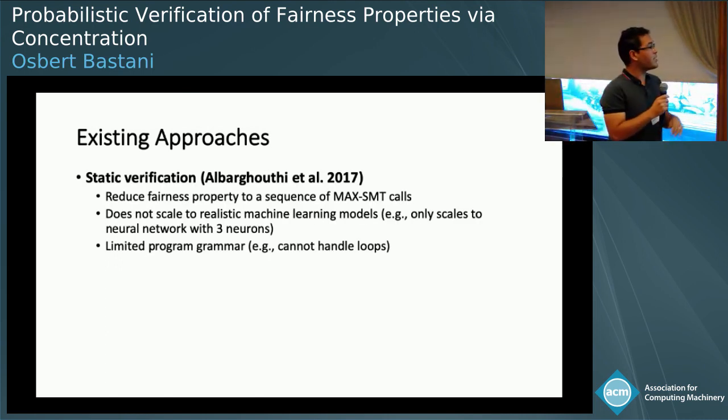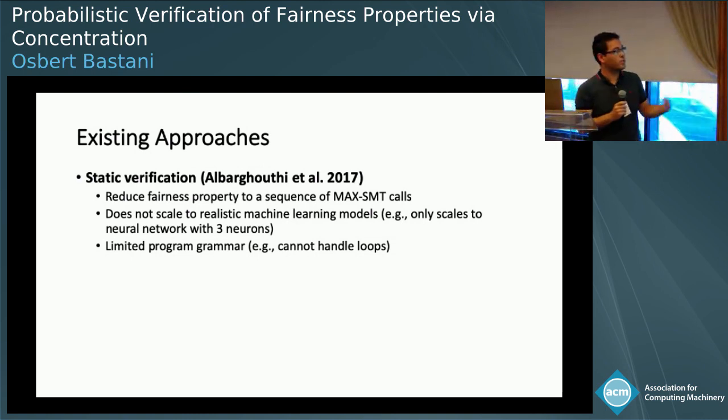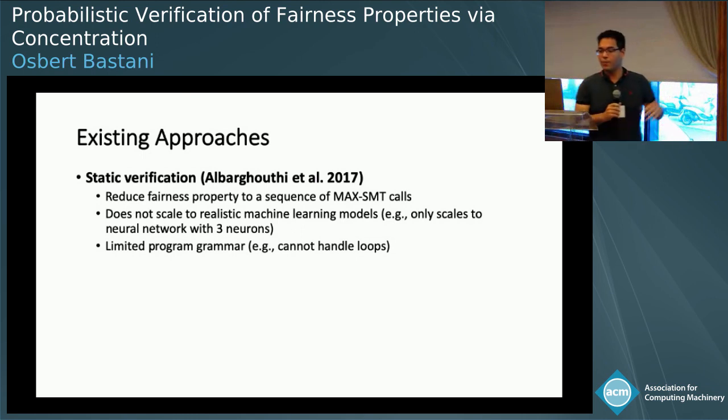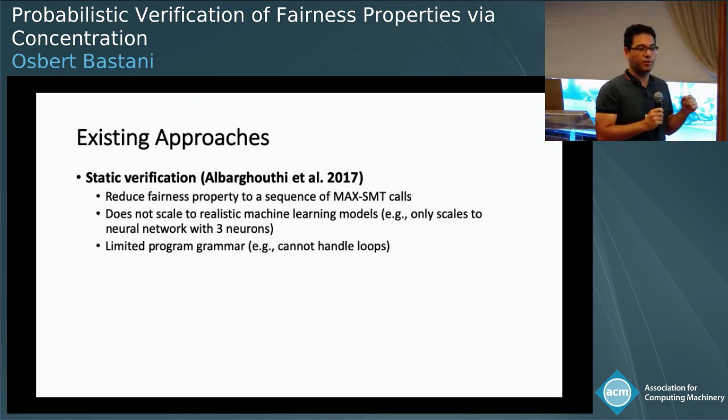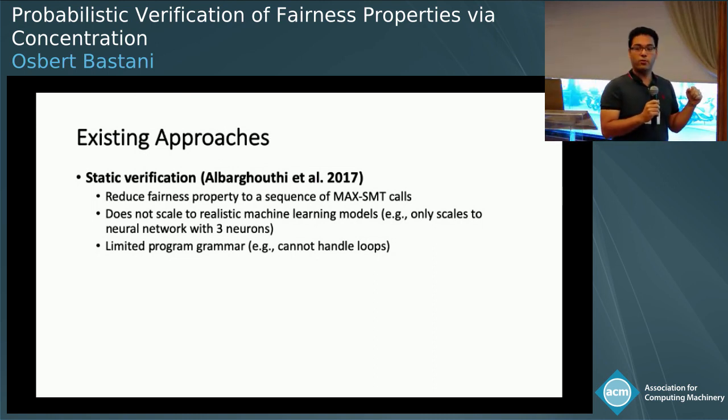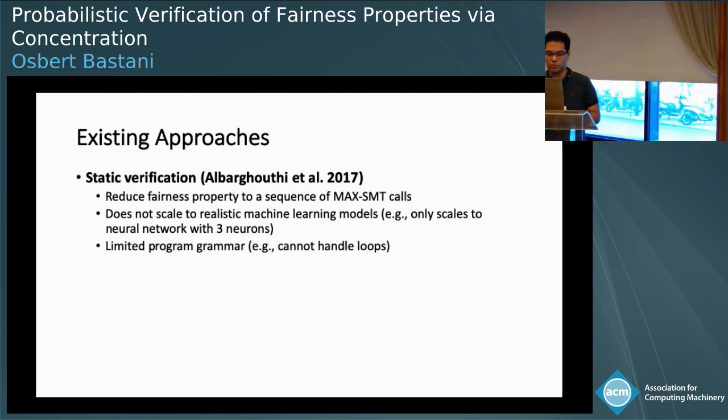The first one is based on static verification. And basically, they reduced the problem of checking the fairness property to a sequence of max SMT calls. And roughly, they're trying to compute an integral of a quantity in the fairness definition. So this technique doesn't really scale to realistic machine learning models because these max SMT calls tend to be very expensive. And in their benchmarks, the largest one they can scale to is a neural network with just 3 neurons. Also, because they're using a symbolic approach, they're quite limited in the kinds of programs they can represent. For example, they can't represent programs with loops.